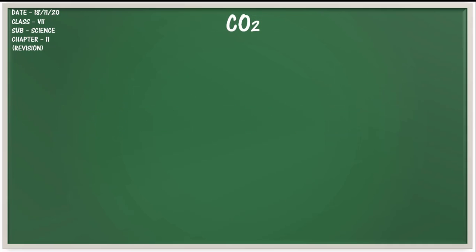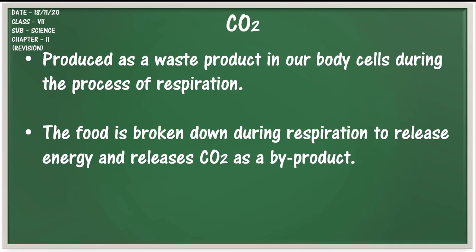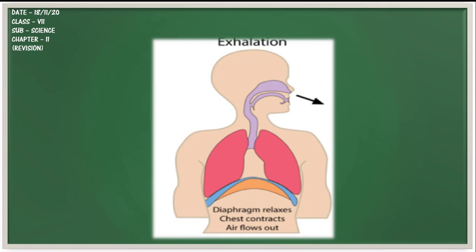Carbon dioxide. It is produced as a waste product in our body cells during the process of respiration. The food is broken down during respiration to release energy and releases carbon dioxide as a byproduct. This carbon dioxide is removed from our body by the lungs through exhalation. Therefore, lungs also act as the excretory organ for removing the waste product, carbon dioxide, from the body.